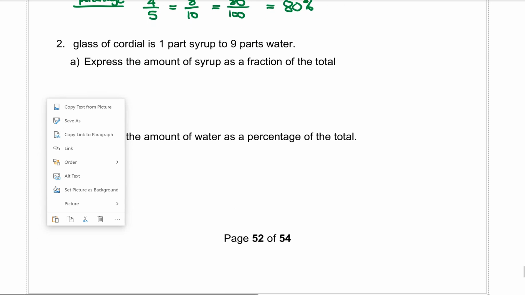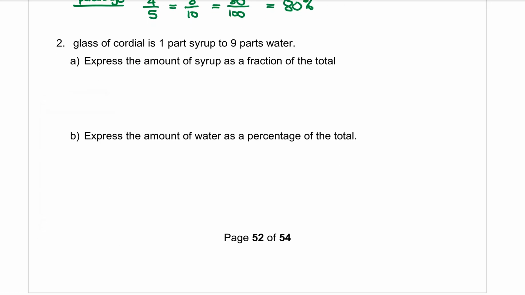One more question, question 2. A glass of cordial is 1 part syrup to 9 parts water. Okay, this is an example of a ratio. Now altogether, that does mean that we have a total of 10 parts. Okay, because there's 1 part of syrup and 9 parts of water. That's 10 parts. So in A it says, express the amount of syrup as a fraction of the total. Well, 1 part was syrup out of the total of 10 parts. So that would be a fraction of 1 out of 10.